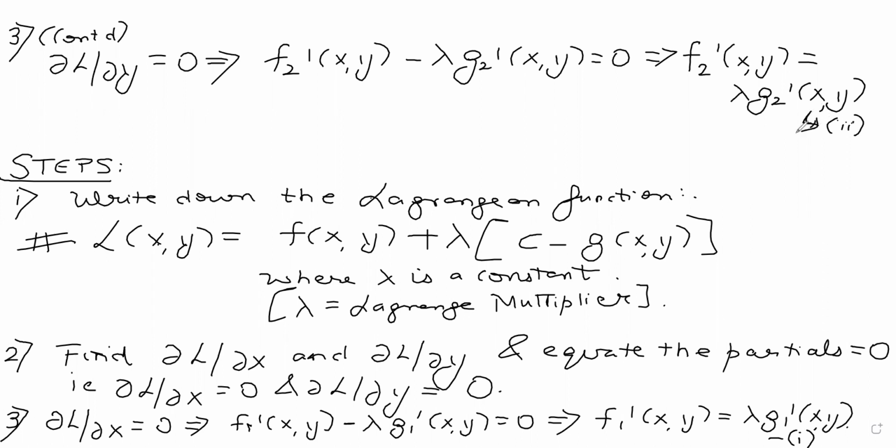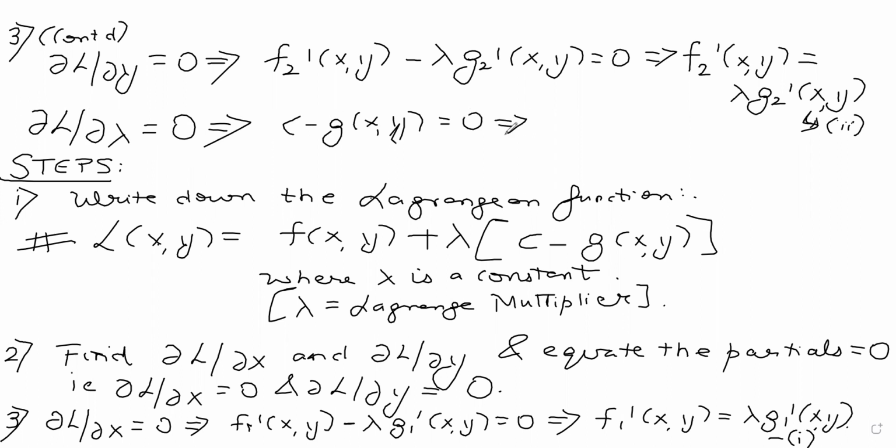Then our third equation is del L by del lambda equal to 0. You also differentiate the Lagrange with respect to the Lagrange multiplier lambda. If you do that, you simply get back the constraint C minus G of XY equal to 0, which implies G of XY is equal to C. This is my third equation.